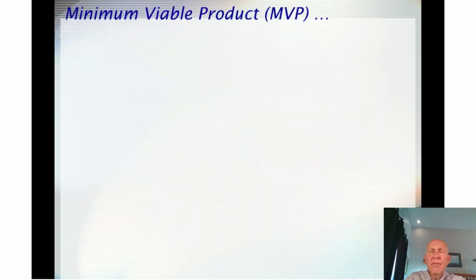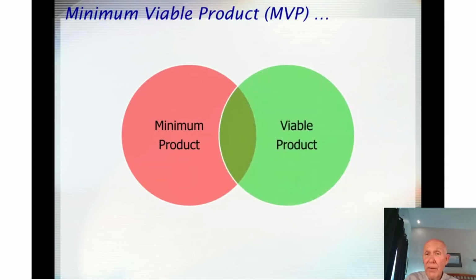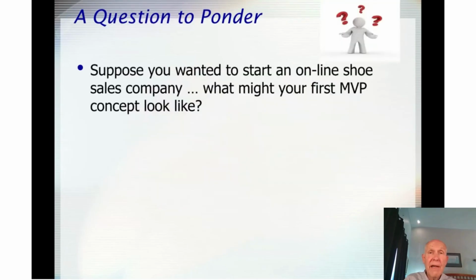So what's a minimum viable product? Well, it's the convergence of a minimum product, which nobody would want, and maybe the full viable product, which everyone is going to want, is your minimum viable product. And let me give an example.